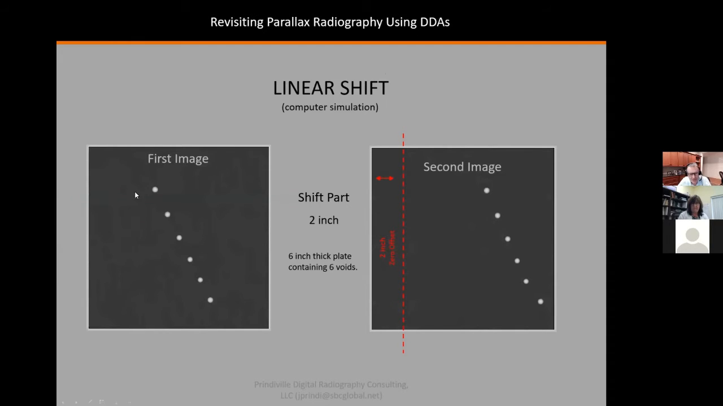So here I'm showing 2 stereo images. We have our indications coming down here for our first image, and then we're going to shift our part 2 inches. So we shifted it 2 inches to the left. So we got a new 0 start position here. So this part of our panel we're not using.